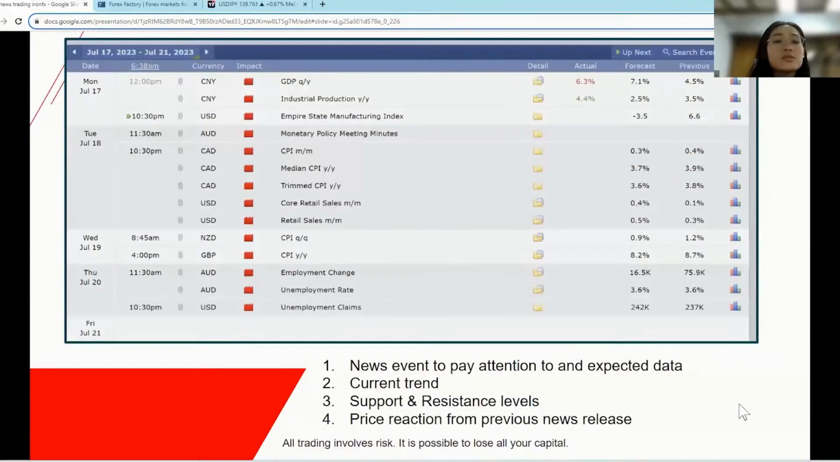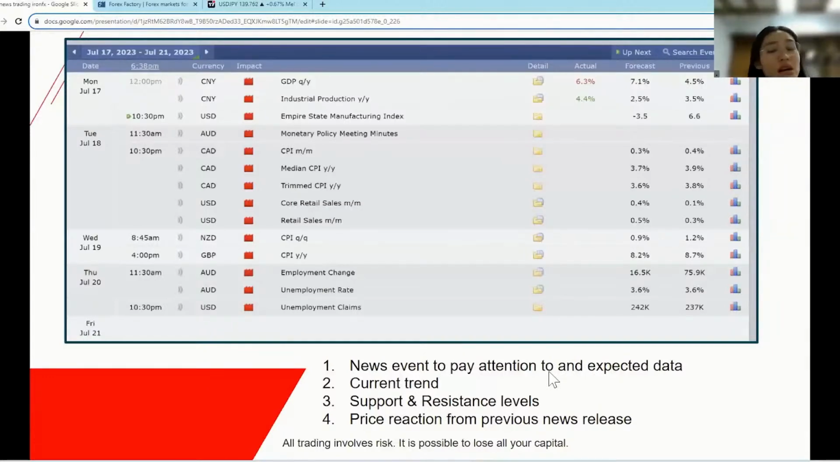Okay. So this is the news events for this week, between July 17th to July 21st. And this is solely looking at the high impact events. Just a reminder, we want to look at news events to pay attention to and expected data.